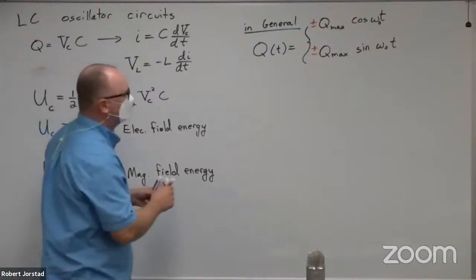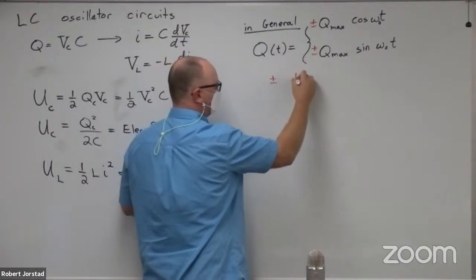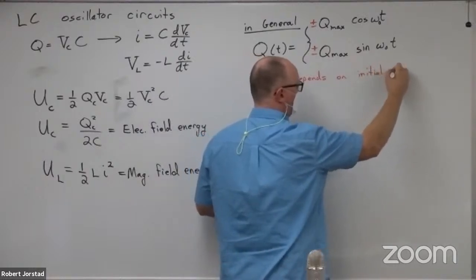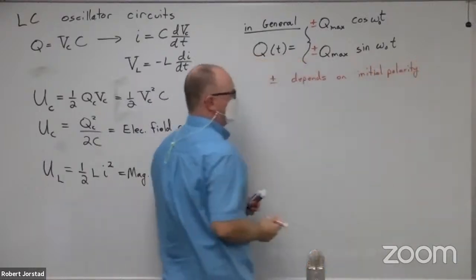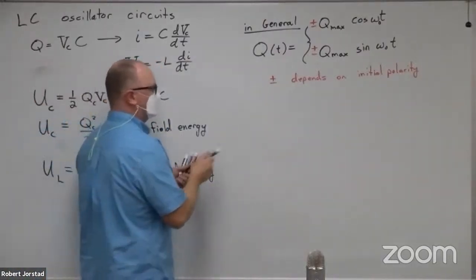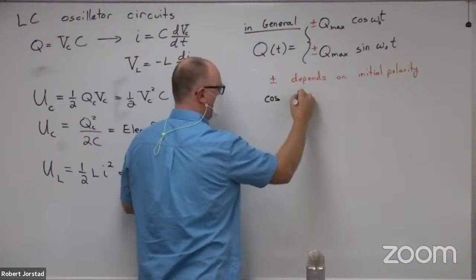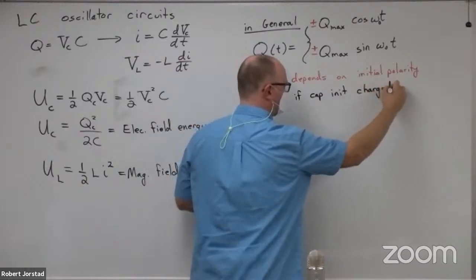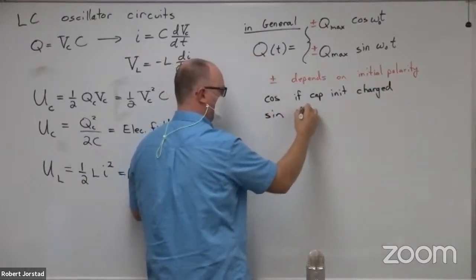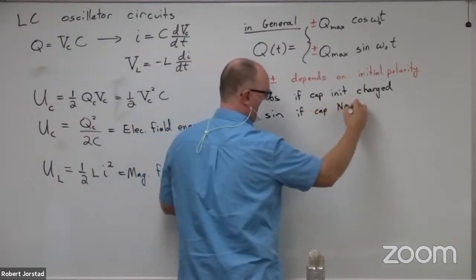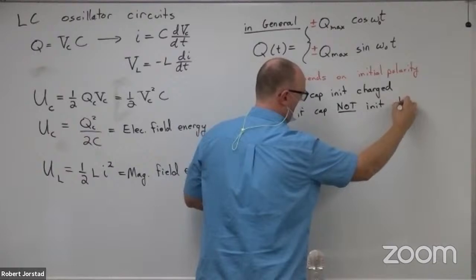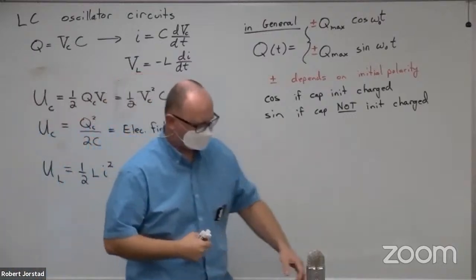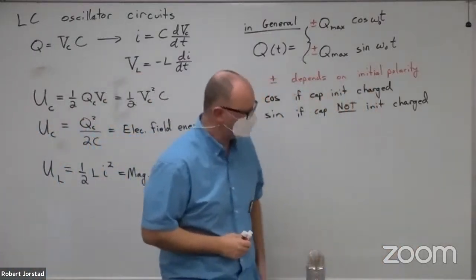So here, the plus minus depends on initial polarity. Does that make sense for the sine and cosine bit? And if you want, all this stuff is in here on page 195, I hope, right?